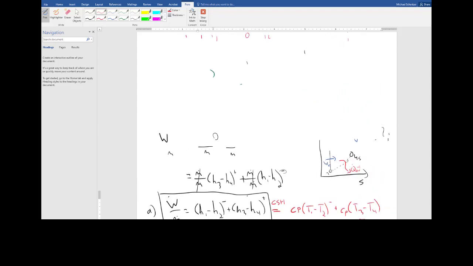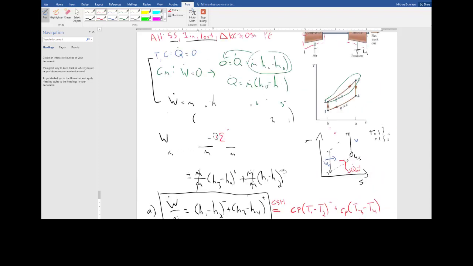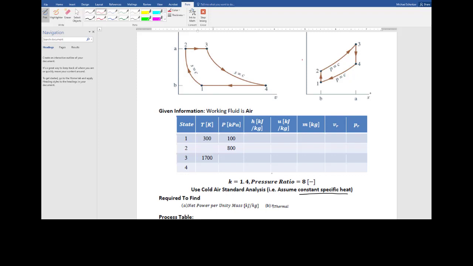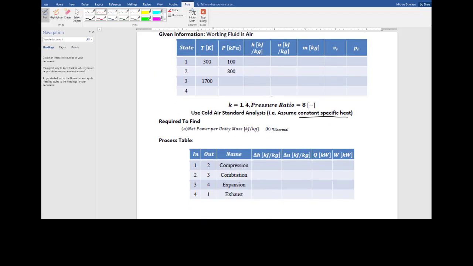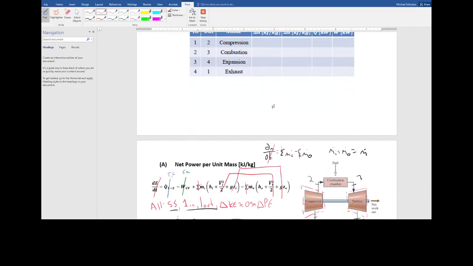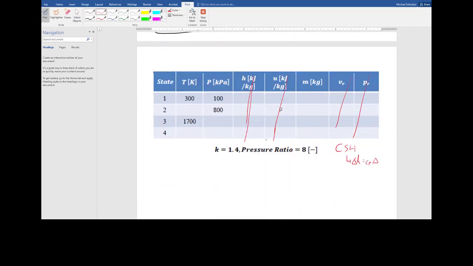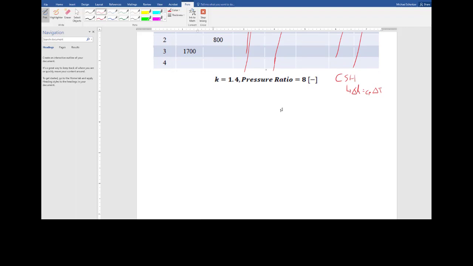CP for air, at least in the metric system. Are we talking about metric here? I don't think it's given here, so you could look it up. I believe that it's typically 1 kilojoule per kilogram Kelvin for air. You can look it up. I think it's table A20 in the textbook that will give you CP and CV and probably K values for various ideal gases at various temperatures.